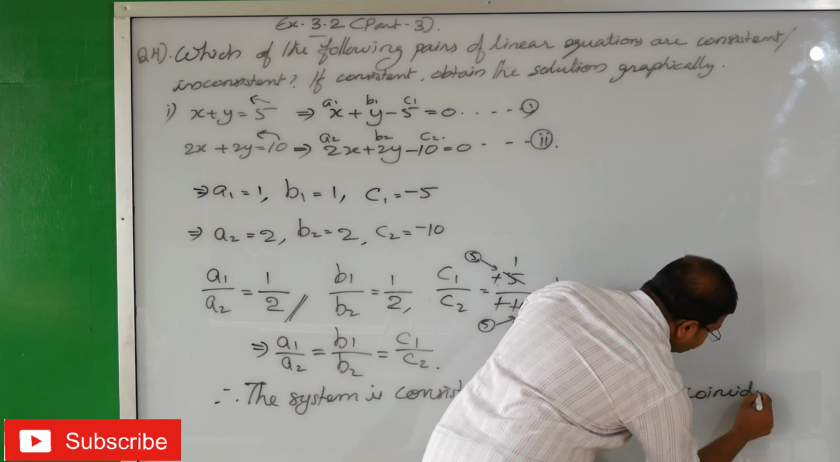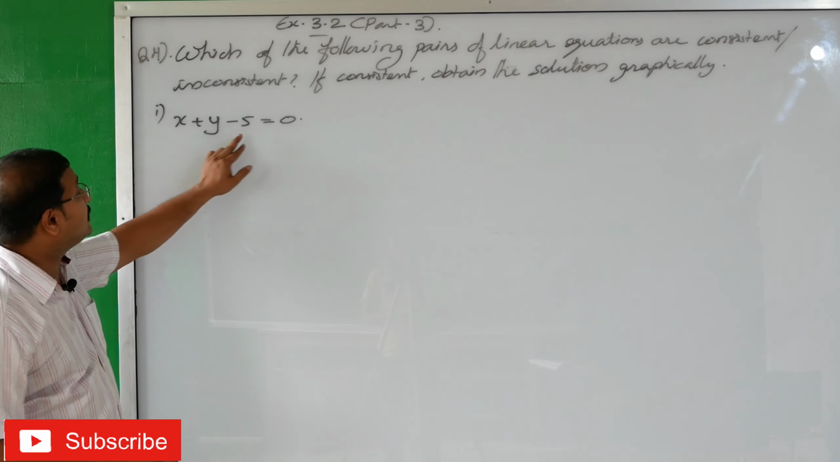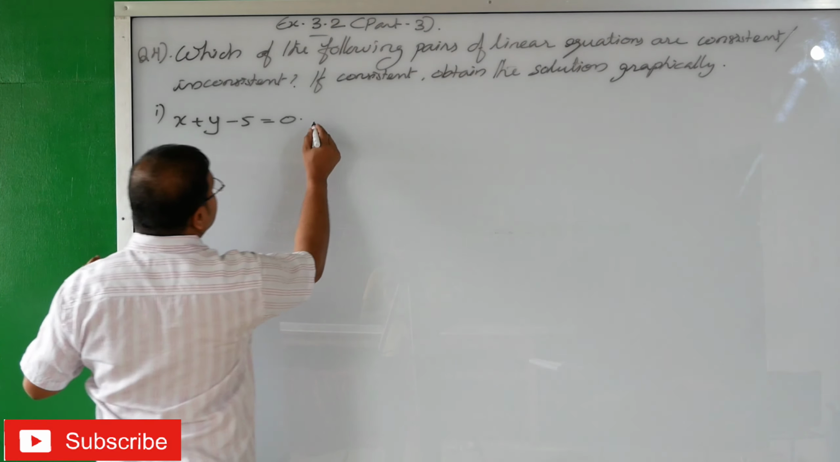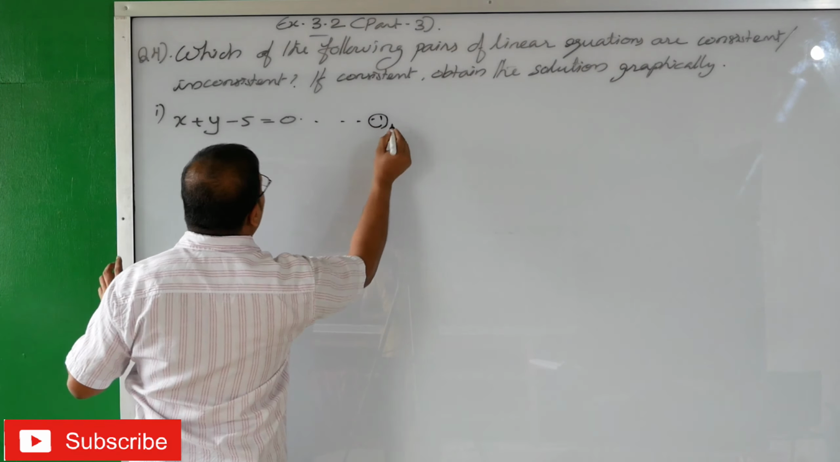Let's do now graphical method. For that, what you will do? First you will make the table, isn't it? Now I am writing the first equation one more time. What is that? x plus y minus 5 equal to 0, isn't it? So this is the first equation. After that, y equals, see, minus 5 goes to next side, it will be plus 5. And x goes to next side, minus x.